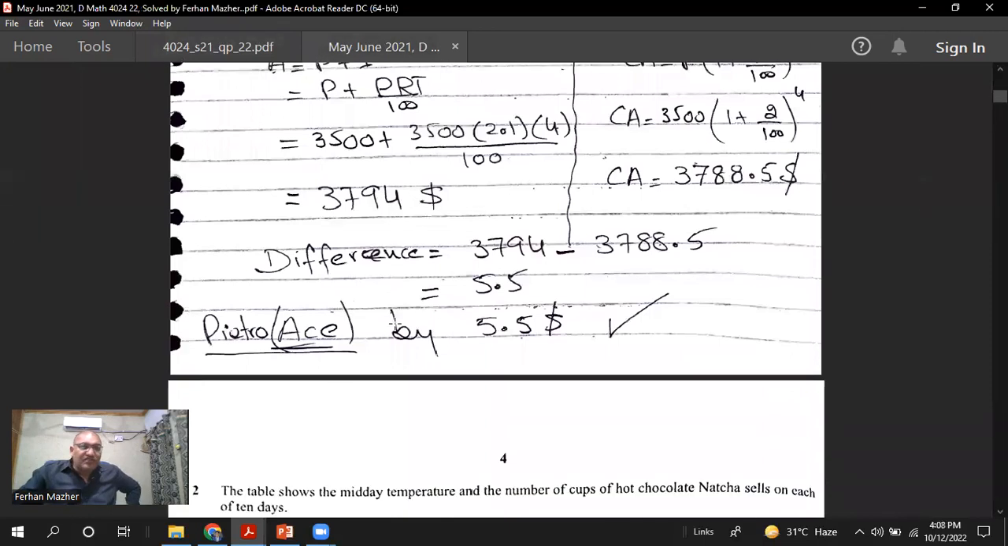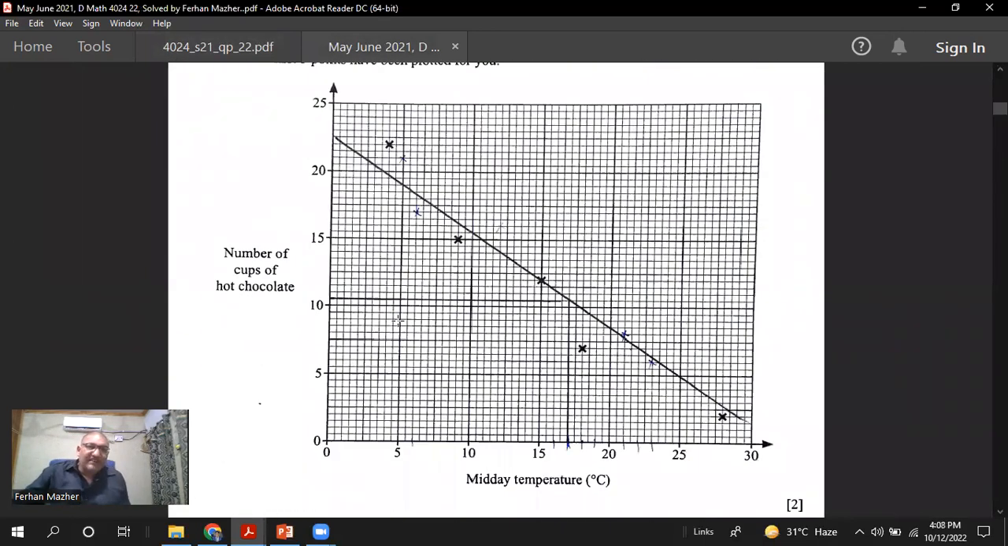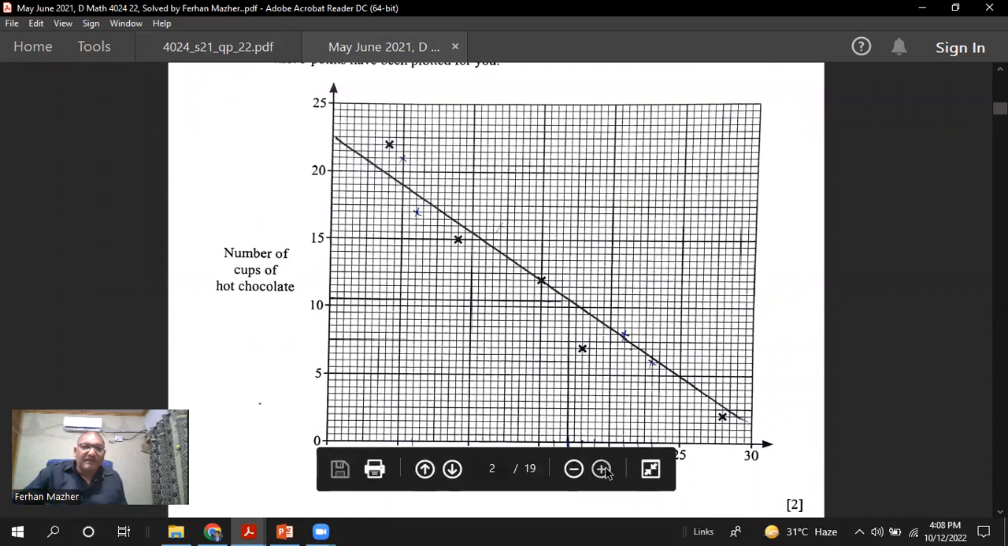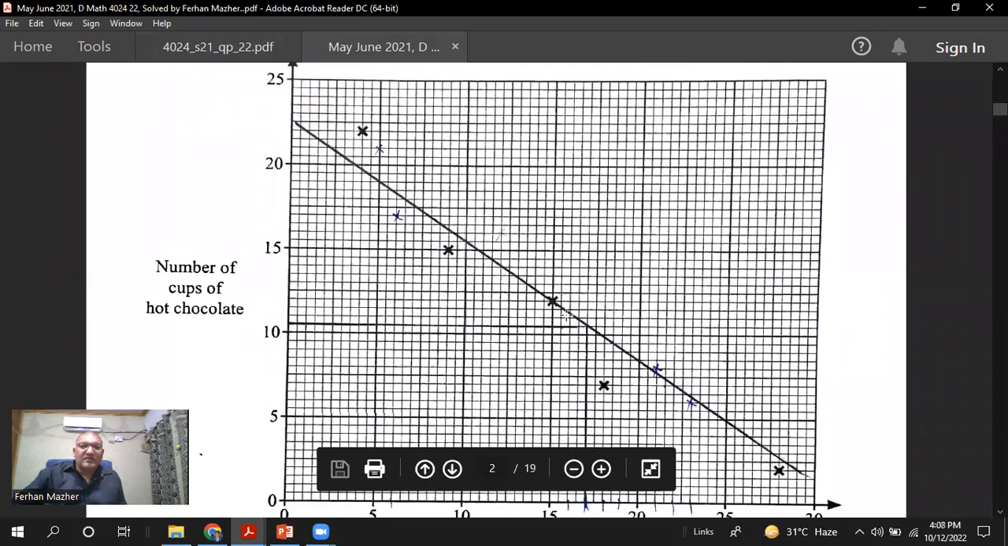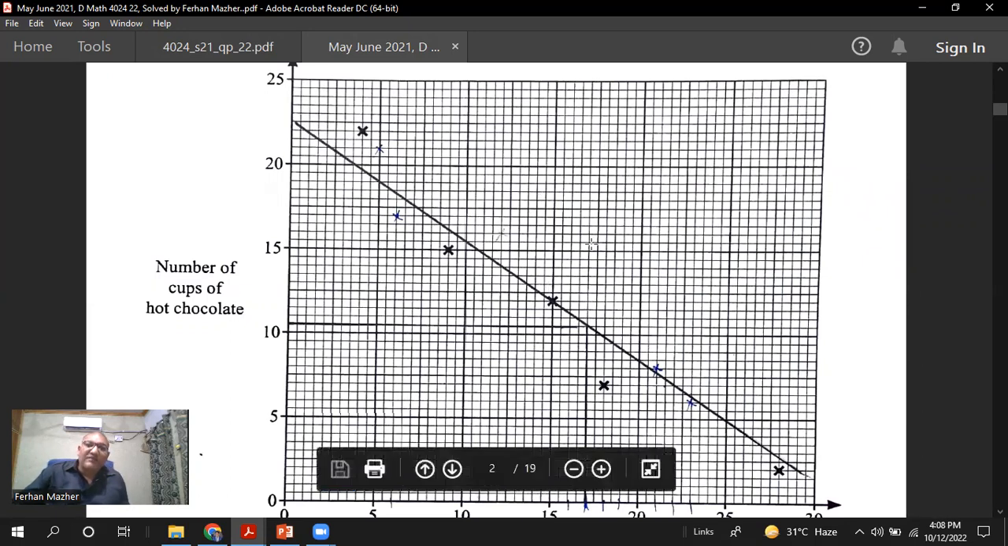Very simple. You just have to plot those points, and hopefully you can see this that's showing up on your screen. So you can see I have plotted those points here, the next 5 points. And after plotting those points, then I have drawn the line of best fit.